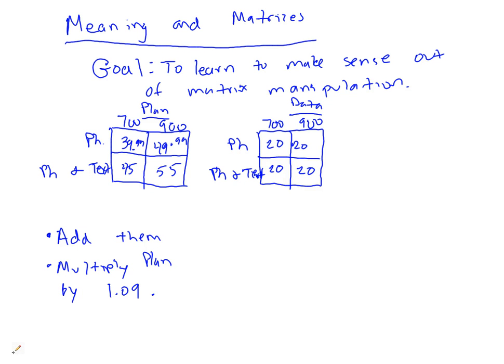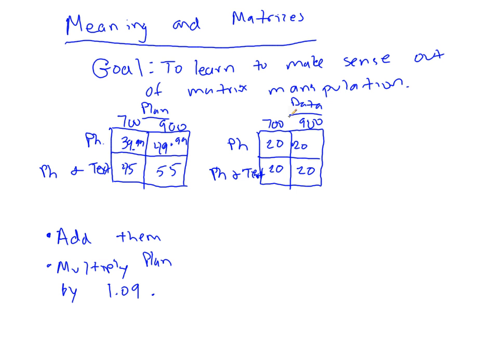In this video, we want to briefly study the idea of meaning and matrices. So the goal is to learn to make sense out of matrix manipulation. In this case, let's pretend like we're looking at a phone plan, whether it's 700 minutes or 900 minutes, and whether you just have the phone or you have phone and text. So these numbers in here represent the various prices. So if you want 900 minutes and you want phone and text, it's going to cost you $55.